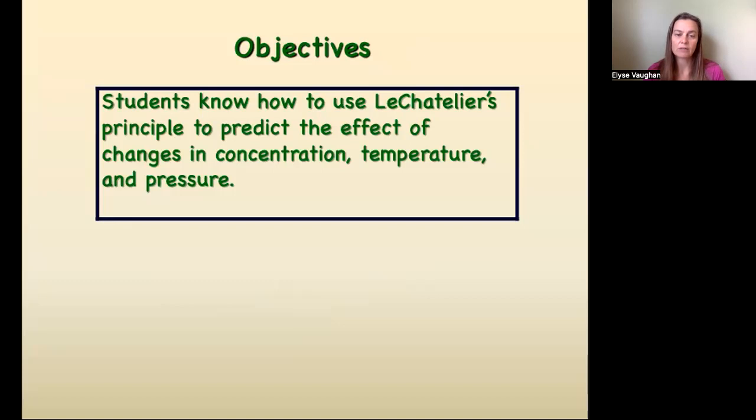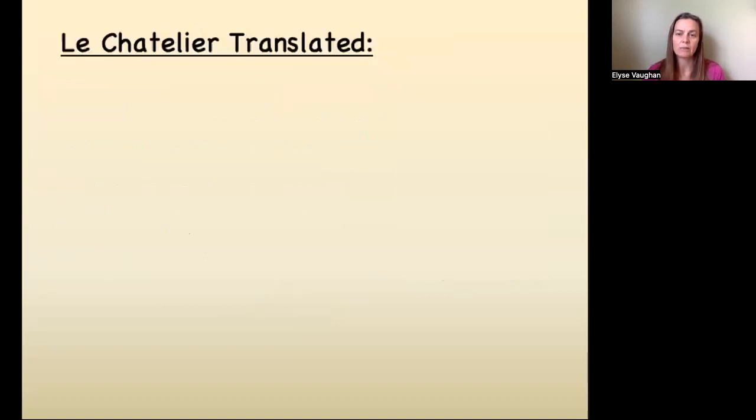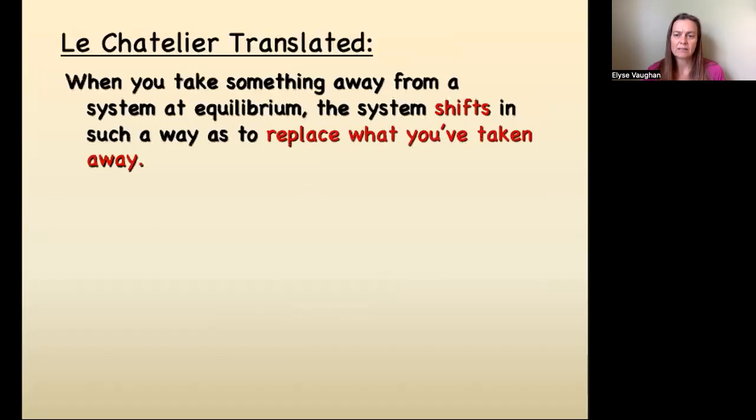So whether we change concentration, temperature, pressure. And so let's jump in and talk about LeChatelier. So LeChatelier's principle, developed by Henri LeChatelier, says that when a system at equilibrium is placed under stress, the system will undergo a change in such a way as to relieve that stress. So what we're talking about with stress is that we are adding something that changes the situation, that changes the equilibrium. So when we translate this into maybe a little bit easier to understand language, we would say that if we take something away from a system that's at equilibrium, the system is going to shift in such a way as to replace what you've taken away.